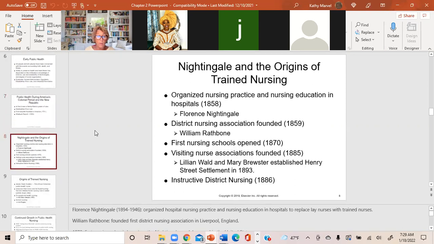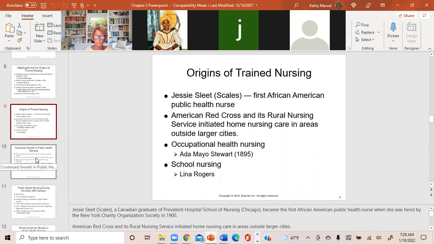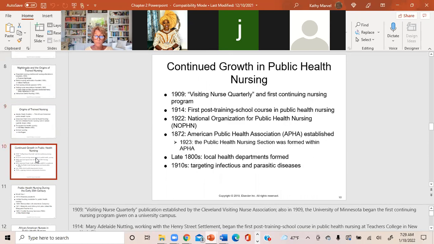You don't have to know every part of the history of public health. There are a few that you need to know about. Okay, you need to know about Lillian Wald and Mary Brewster here on slide 8. Okay, American Red Cross and Rural Nursing Service. The American Public Health Association, right here. You don't need to know when it was established, but why it was established.